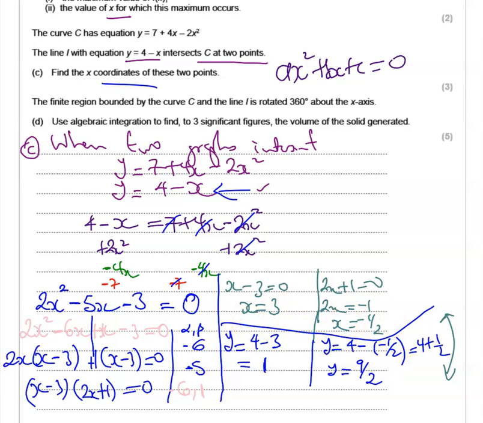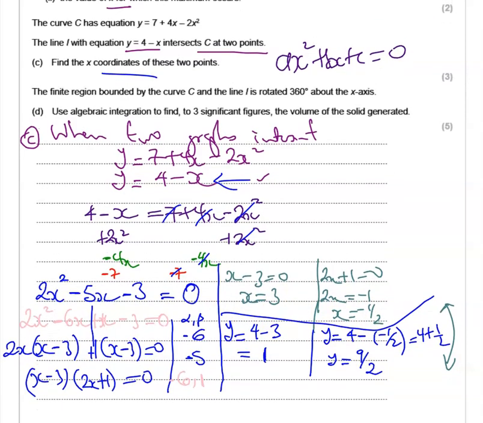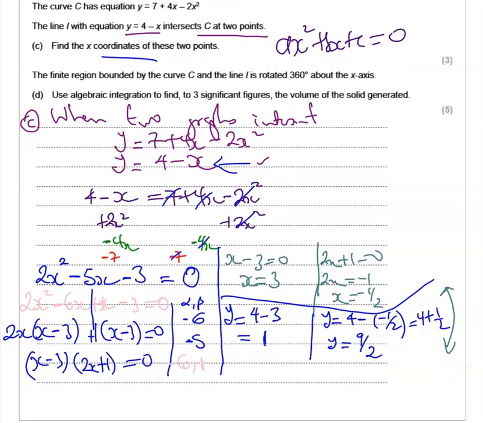Now let's proceed to part D. In part D, we've been told that the finite region bound by the curve and the line is rotated. If you can visualize that, if we have the curve being rotated about the x-axis, then a solid shape will be created. As a result, whatever calculations we do next would require that we work out the volume.